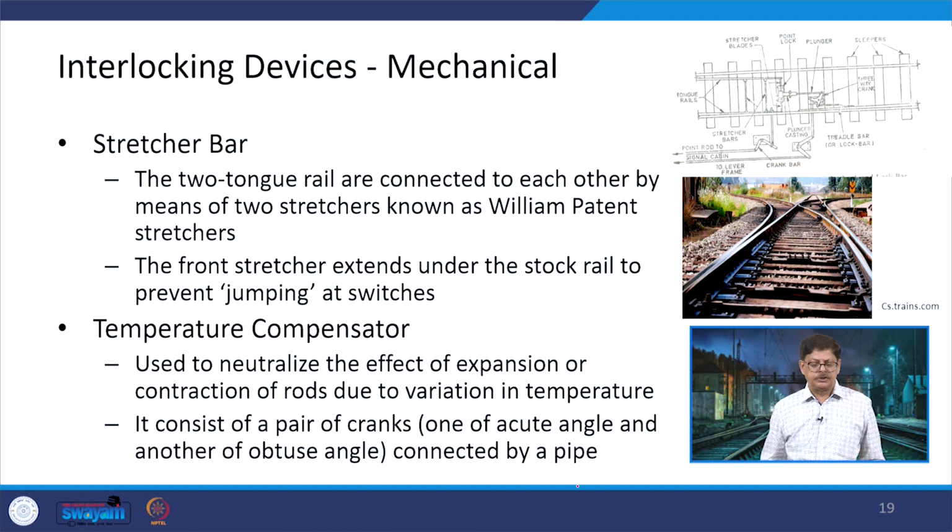Then the stretcher bar: the two tongue rails are connected to each other by means of two straight bars, which are known as stretcher bars. The front stretcher extends under the stock rail to prevent jumping at switches. So, this front one is going to be extending. Then there is a temperature compensator. This is used to neutralize the effect of expansion and contraction of the rods due to variation in temperature. It consists of a pair of cranks, one at an acute angle and another at an obtuse angle, connected by a pipe. So, they are connected through a pipe system here.